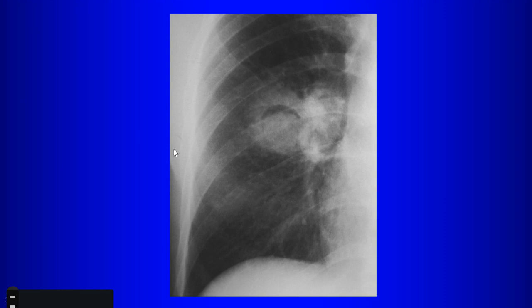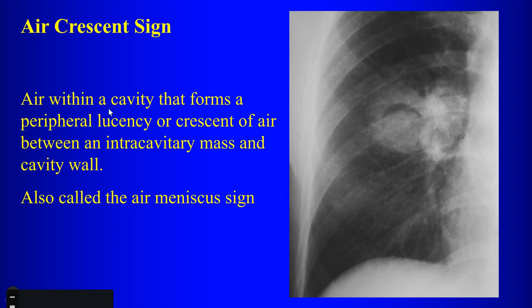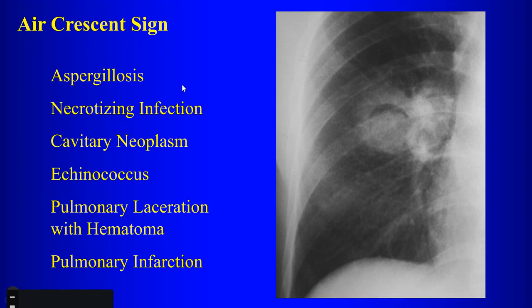Now, the air crescent sign itself is associated with, as you said, Aspergilloma. What? No, not Aspergilloma. The invasive Aspergillosis, right. So technically speaking, although some do use it interchangeably, we'll talk about that. The air crescent sign is associated with invasive aspergillosis, where you get cavitation, it occurs in the periphery and you get that crescent of air. So the air crescent sign is air within a cavity that forms this peripheral lucency or crescent of air between what looks like an intracavitary mass and the cavitary wall, also called the air meniscus sign.